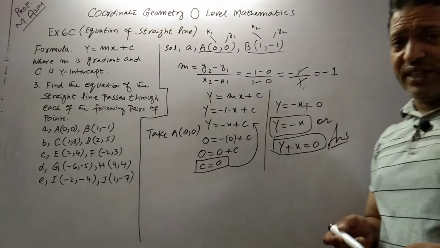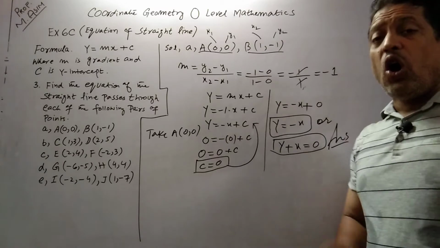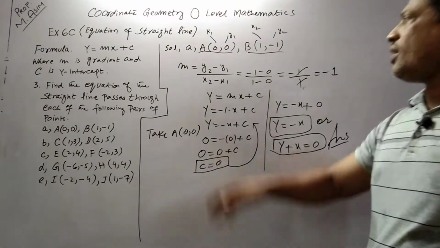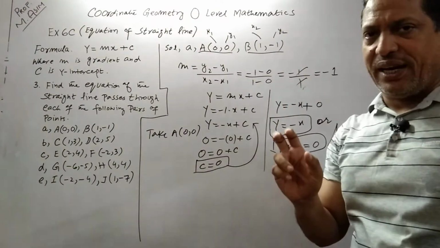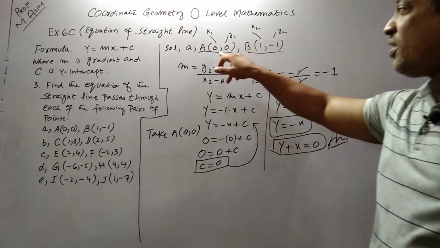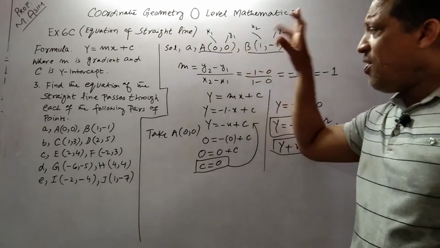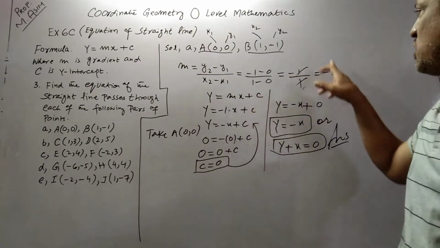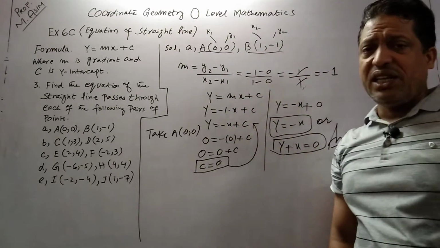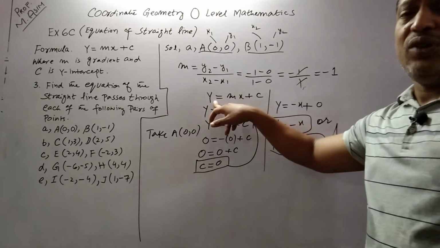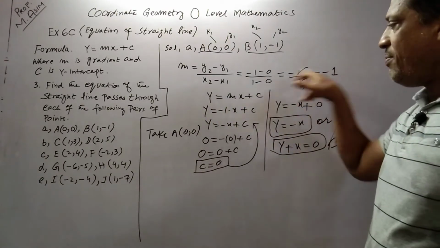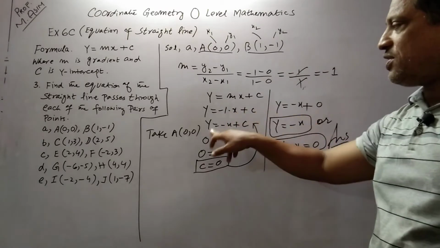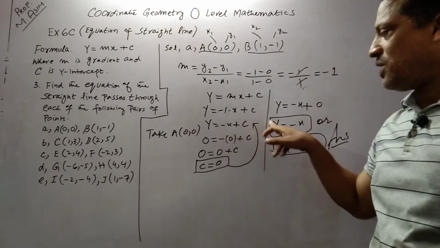I hope you understand. I want to repeat all the steps again. We are given 2 points and we have to find the equation of the straight line. First, with the help of these 2 points, we have to find the gradient. The gradient is minus 1. Now the second step, write the general formula of the straight line. Y is equal to mx plus c. Put the value of m, minus 1 into x plus c. Y is equal to minus 1 into x, minus x plus c.